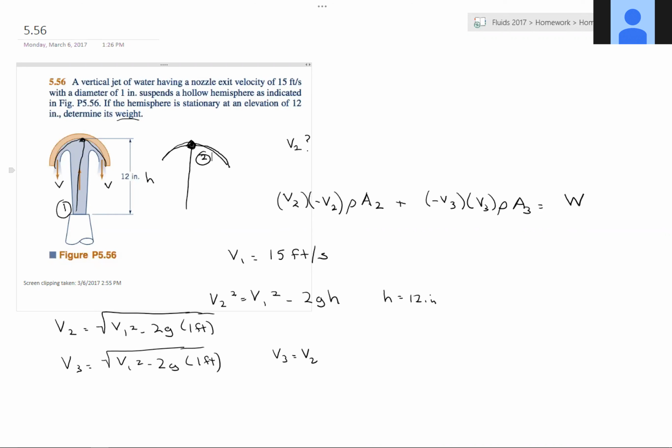And basically what we assume, and it's a very good assumption, is that the height is virtually the same for both of them. Each are 1 foot.